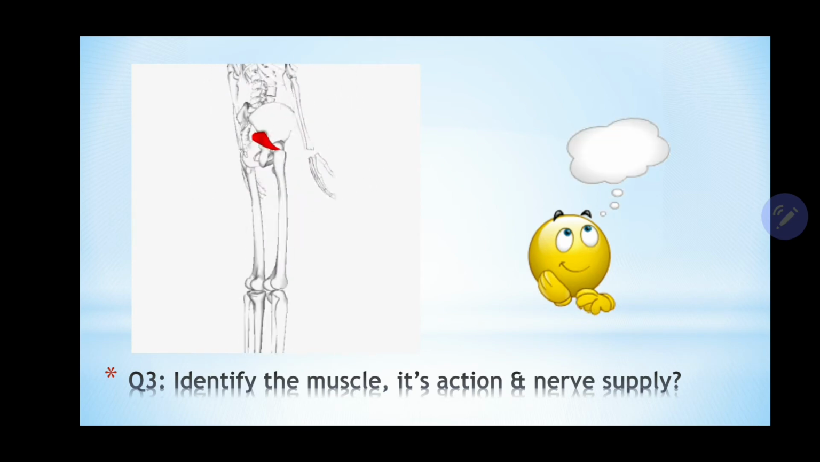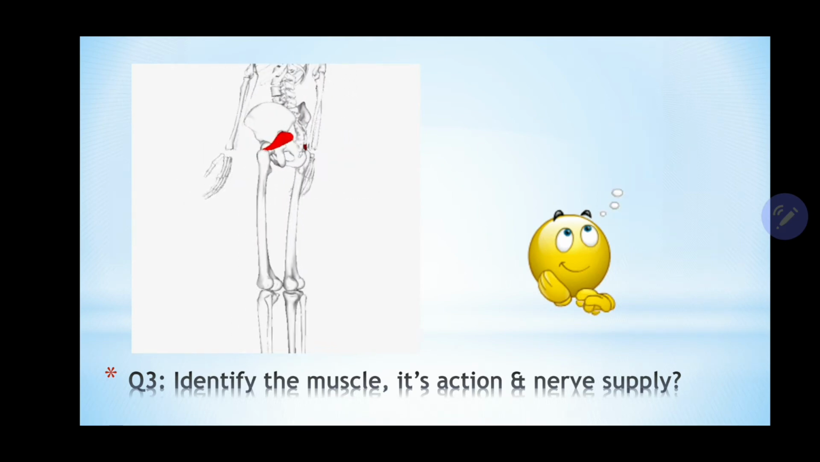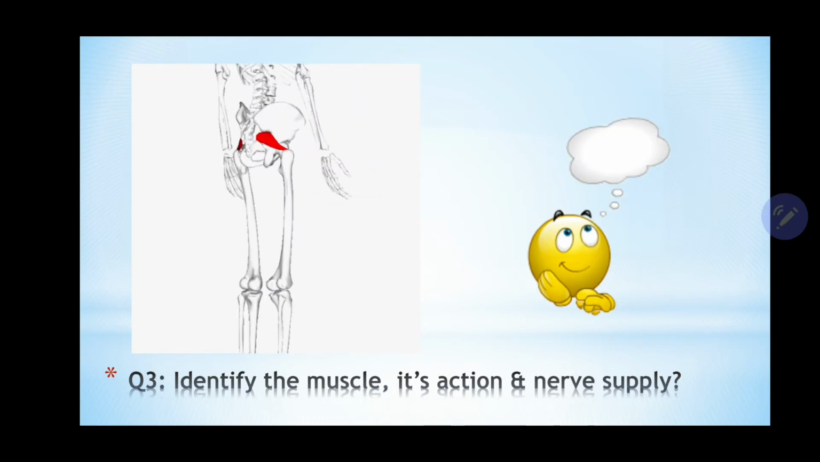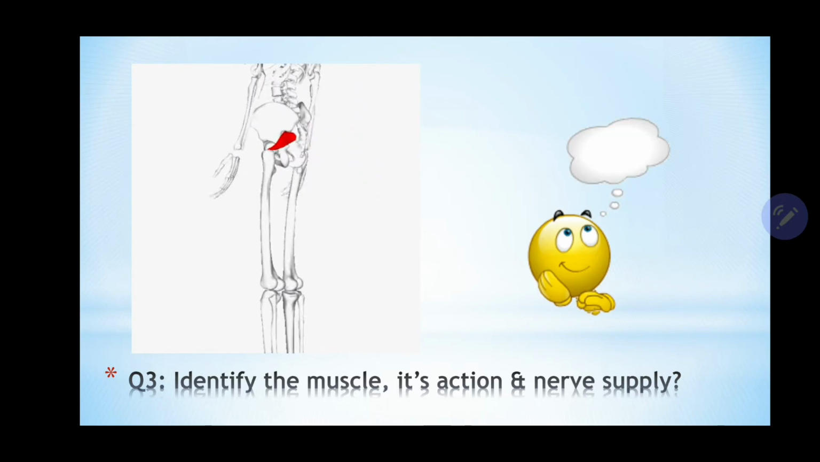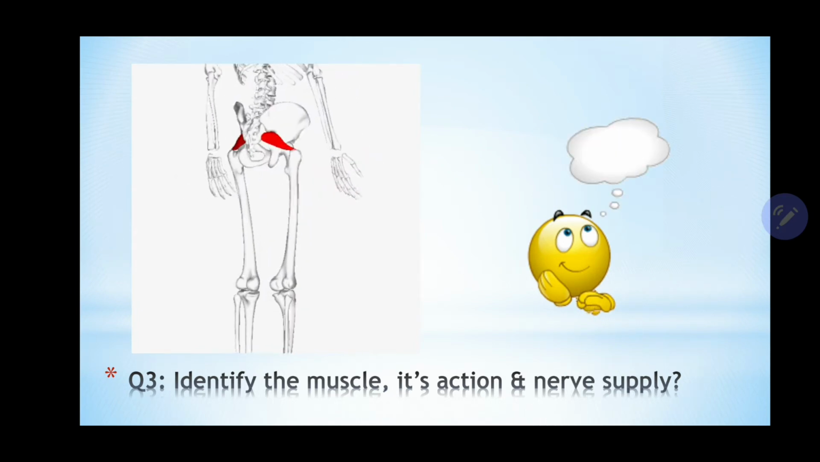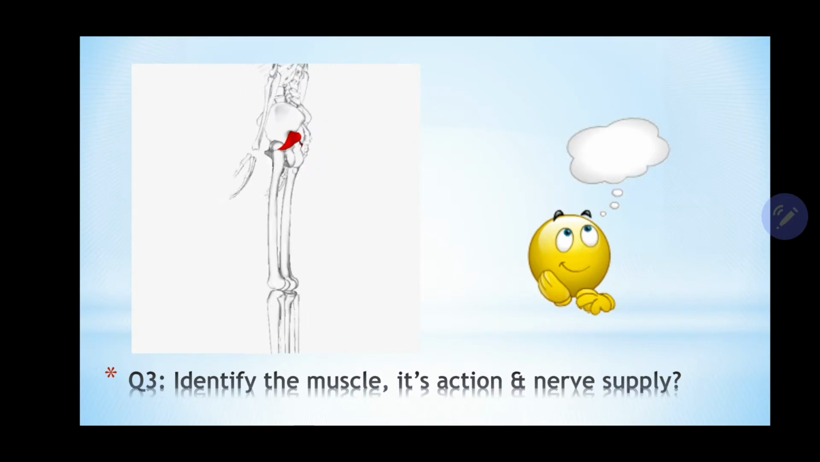The action of this muscle is very easy. I'll tell you, the muscles of the gluteal region, the actions are very easy, except a few muscles, the rest of them are very easy. They are maximally all lateral rotators of the thigh. So this piriformis also is a lateral rotator of the thigh.